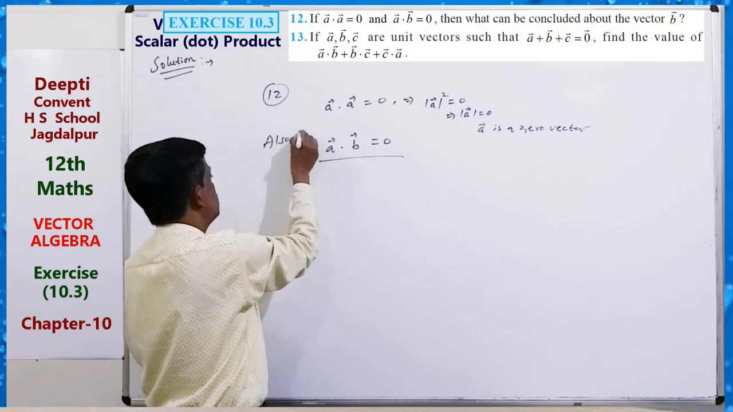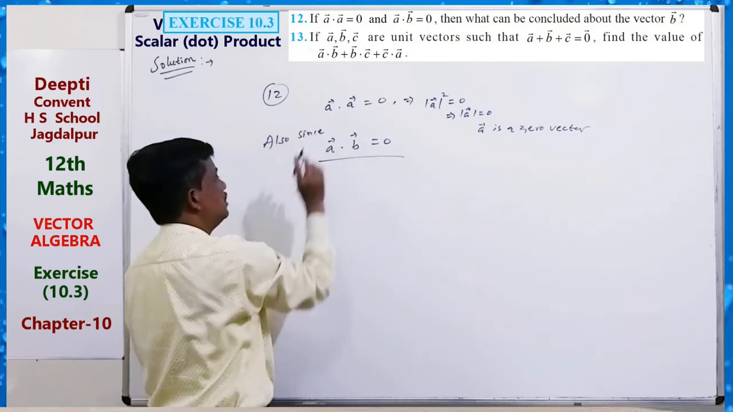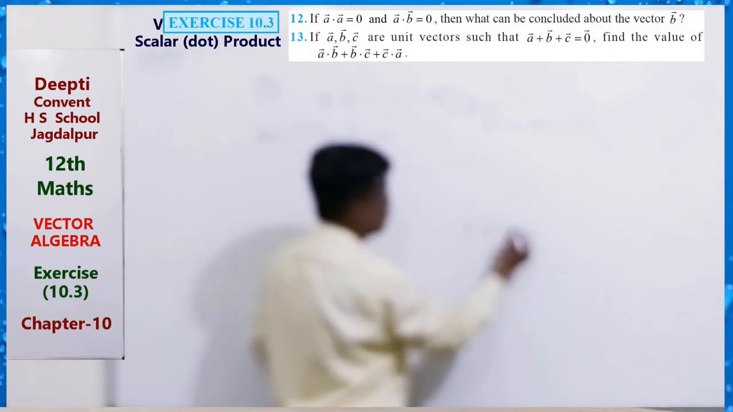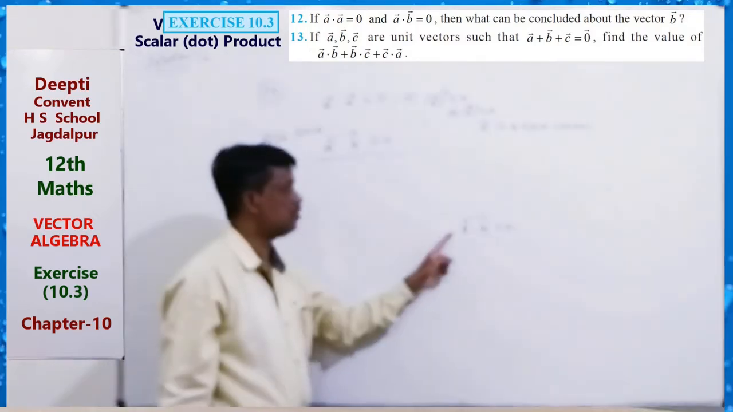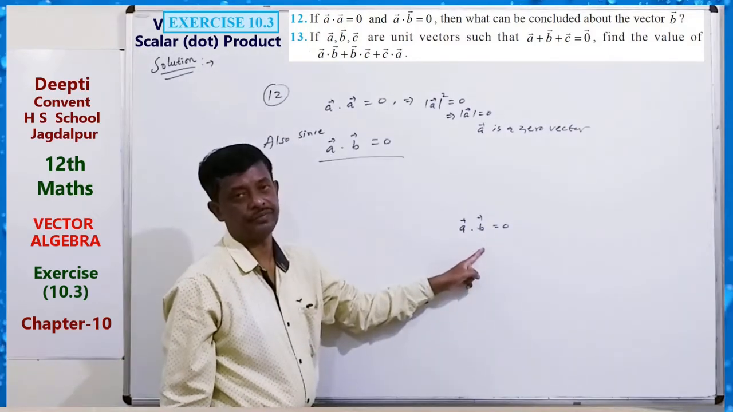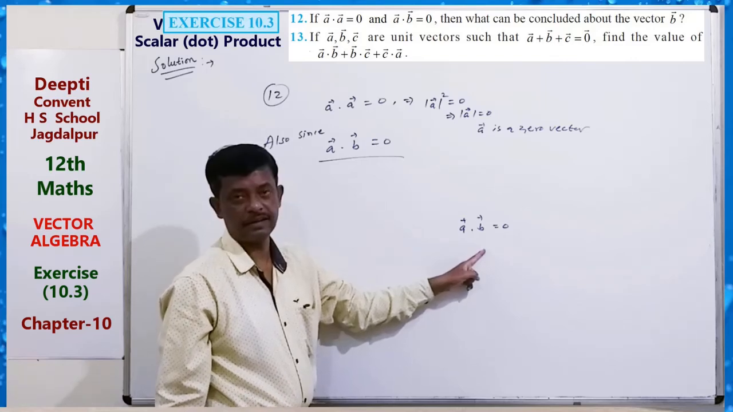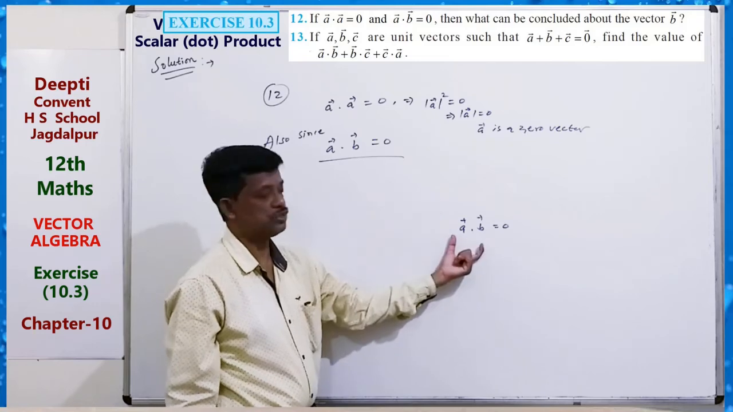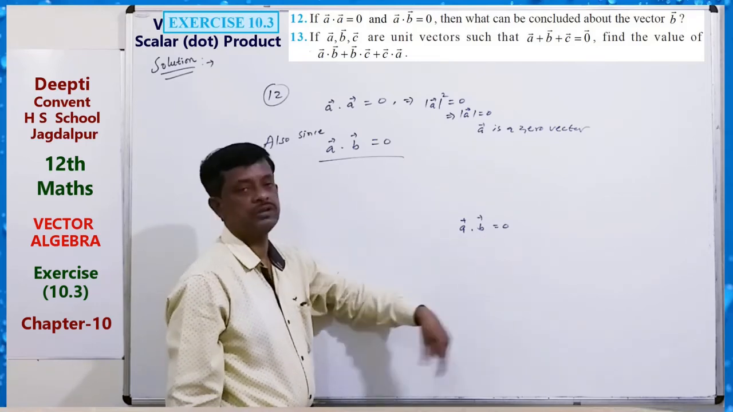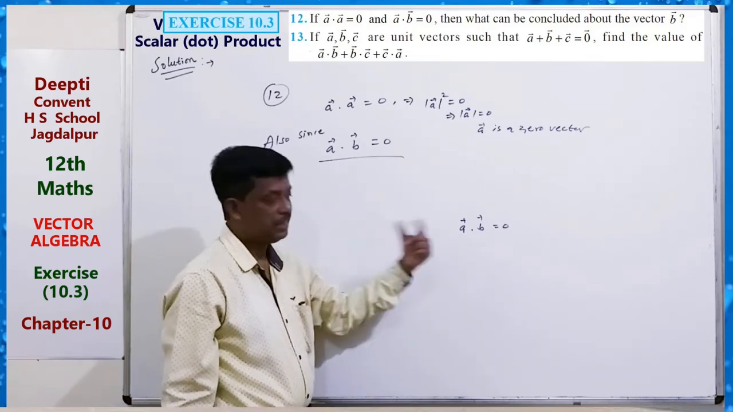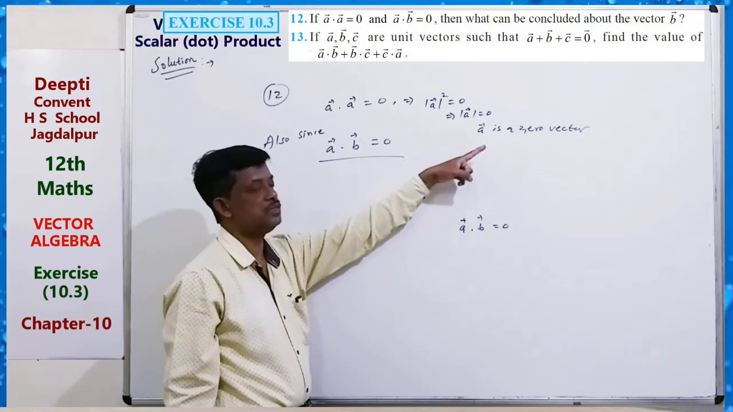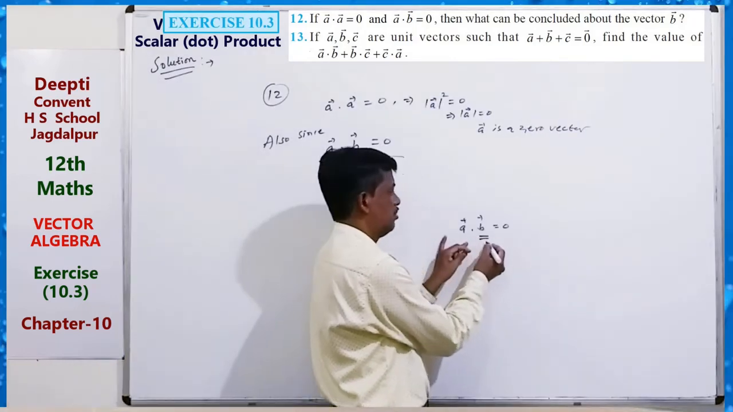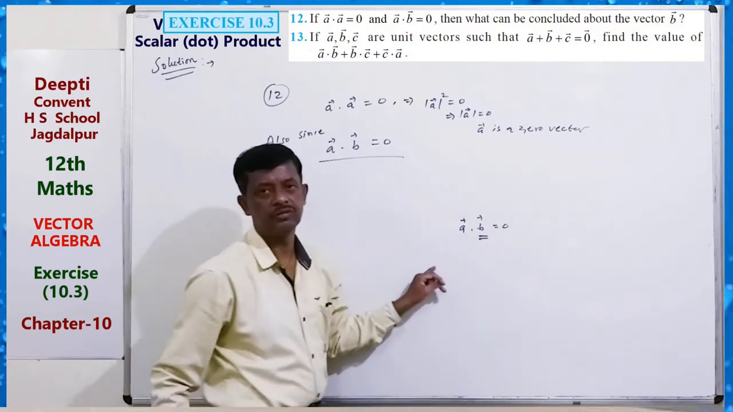Also, we know A dot B equals 0 when either A equals 0 or B equals 0. Clear? Either A equals 0, then A dot B equals 0, or B equals 0, then A dot B equals 0. Here we see A is a 0 vector, so B may be any vector for this to equal 0.